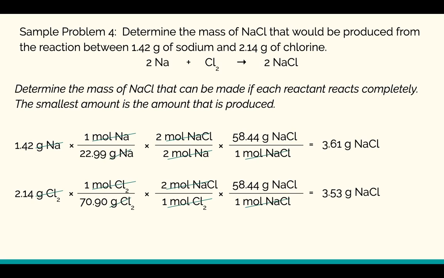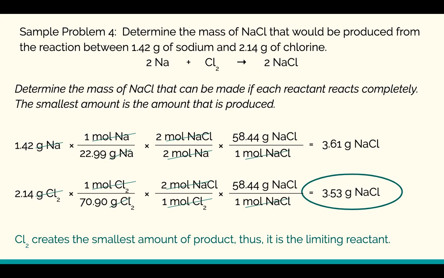Because chlorine would make less sodium chloride, that's the amount that is actually produced, and chlorine is the limiting reactant. So that's how you can solve problems where you have information about both reactants and you need to figure out which one is limiting in order to figure out how much product is created.